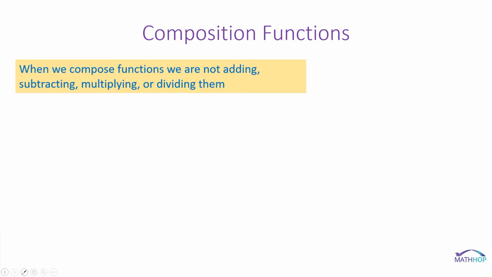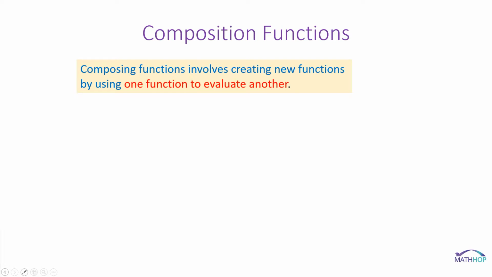So composition functions are another way of combining two functions, but we're not adding, subtracting, multiplying, or dividing them this time. What we're doing is actually creating a new function by using one function to evaluate another function. Before now, we used numerical values to evaluate functions. Say f of 2, we would put 2 into the function. Now we are literally evaluating a function using another function as the input.